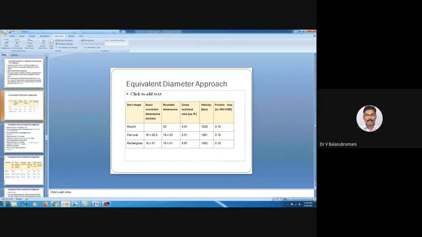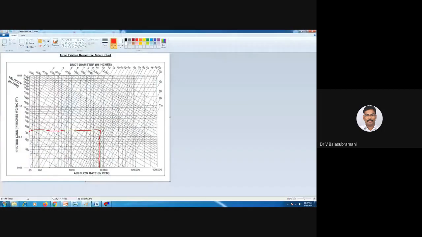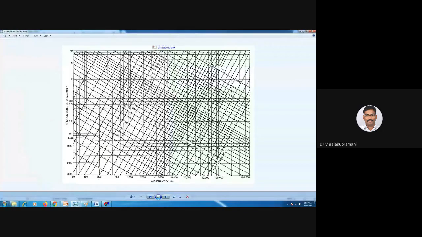The velocity, oh sorry, I think it comes to 1800. Okay, this is 30, correct? Yeah. Okay, it comes between 1600 and 1800. You may see one more here also.